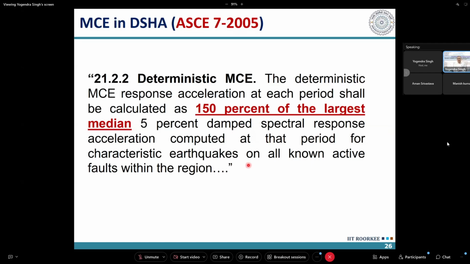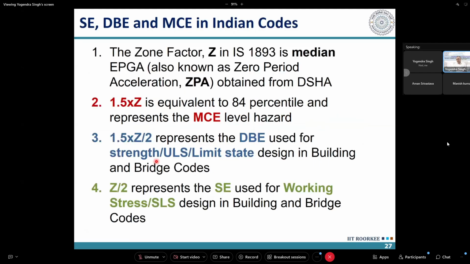So median response spectrum into 1.5, that can be considered MCE. If we multiply our Z_AD with 1.5, then it will be considered as MCE, and that factor is already there in our code, in terms of the partial load factor we have in case of earthquake. There is a lot of confusion in our code because of that partial factor. Some people think that this is a load factor over and above the MCE earthquake, but it is not so.